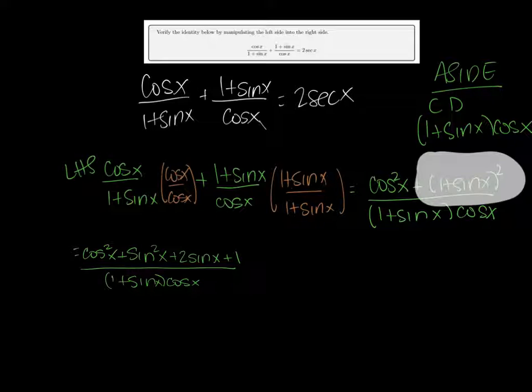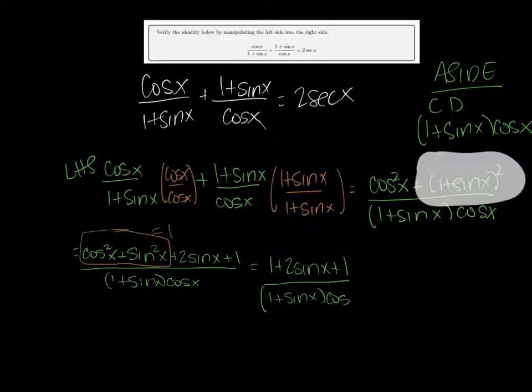So if you'll remember, this is kind of like the Holy Grail. We know that cosine squared x plus sine squared x equals 1 from our Pythagorean identities. So we can get 1 plus 2 sine x plus 1 over (1 plus sine x) times cosine x. Well, that is 2 sine x plus 2.